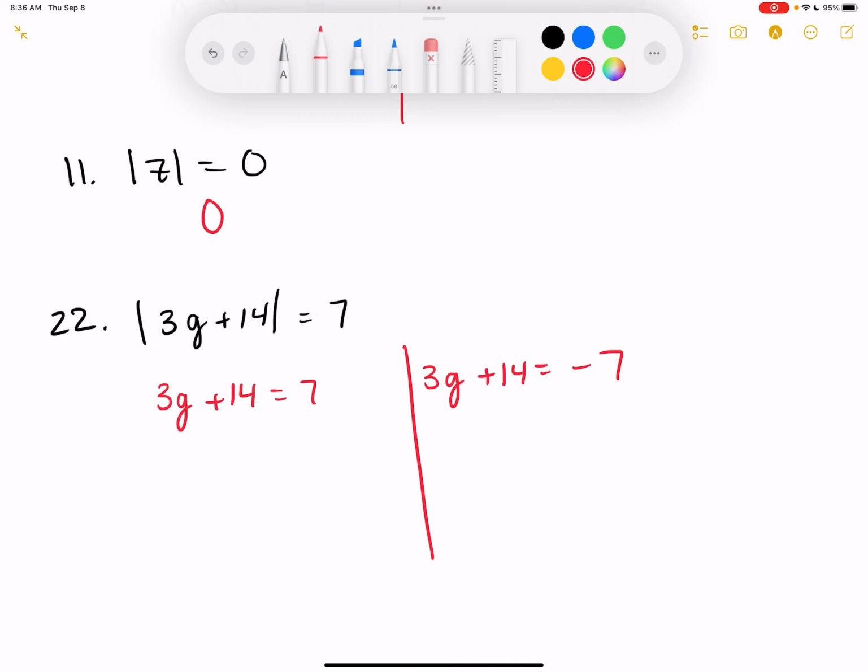So how do I solve those? What do I do with the one on the left, let's say? Or we can do them simultaneously. Yeah. So 3g equals negative 7. I'm going to go ahead and do the other one too, since you're doing the same thing. 3g equals negative 21. Now what? So g equals negative 7 over 3, or g equals negative 7.